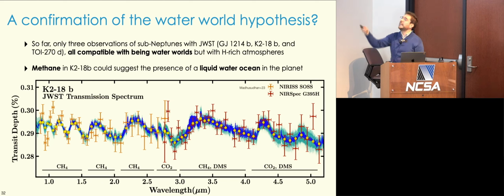They need some hydrogen. These are these type of planets. They may have a water component, but they certainly have a hydrogen atmosphere. That's why these signals are bigger. This is K2-18b, and this is the first time that methane was detected in an exoplanet.